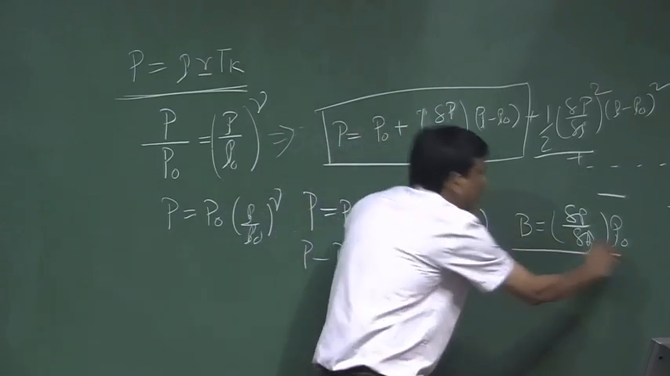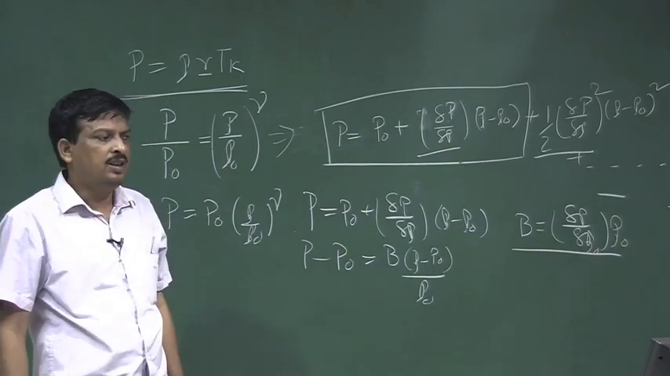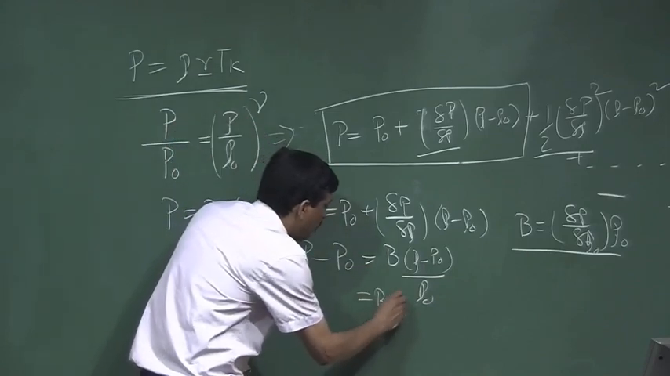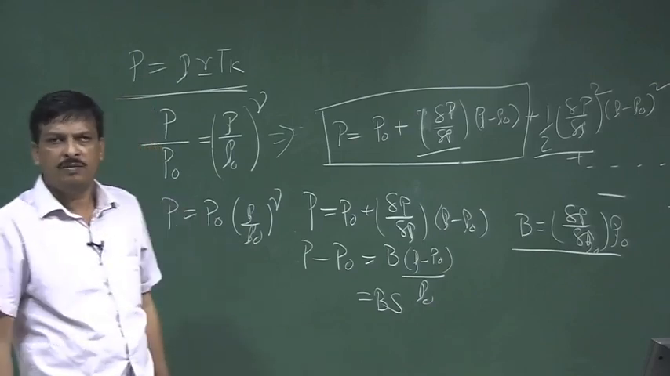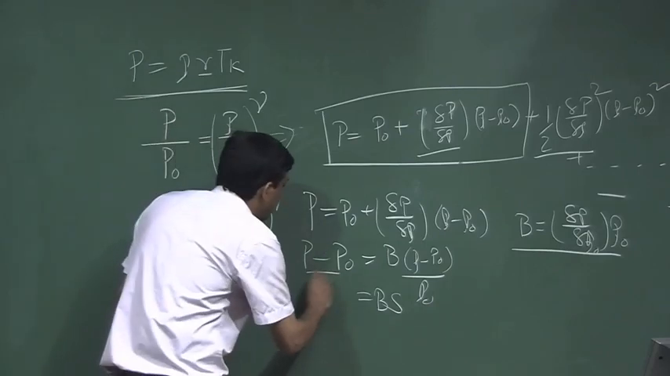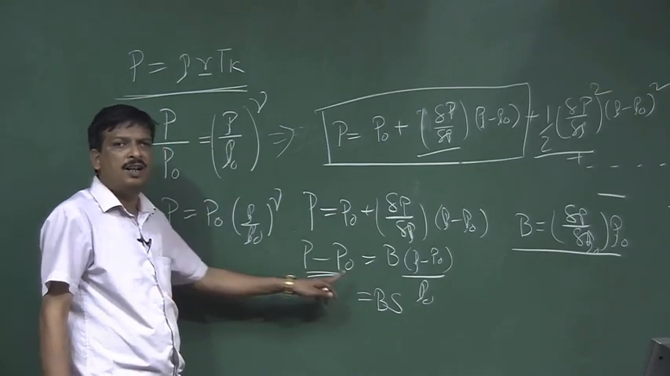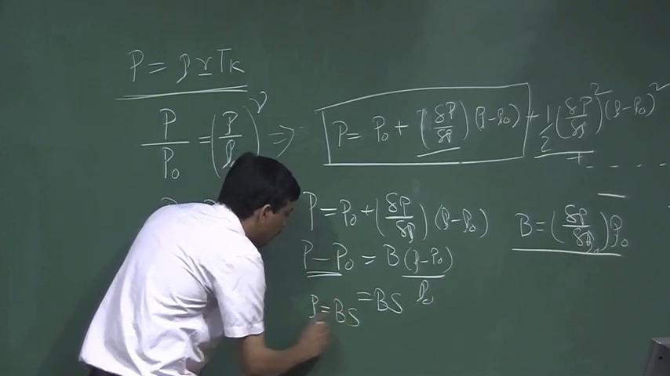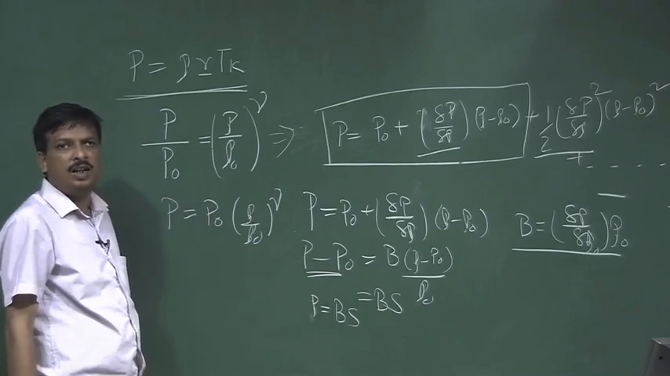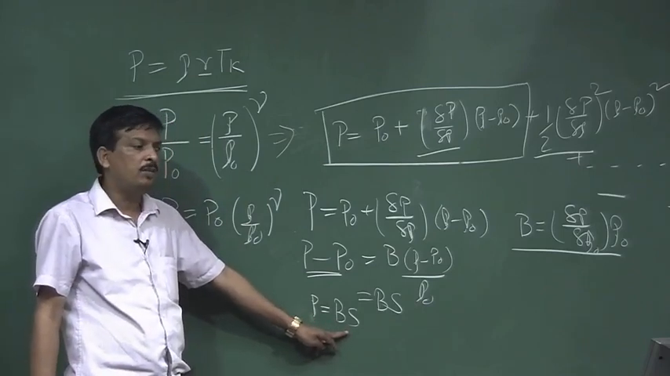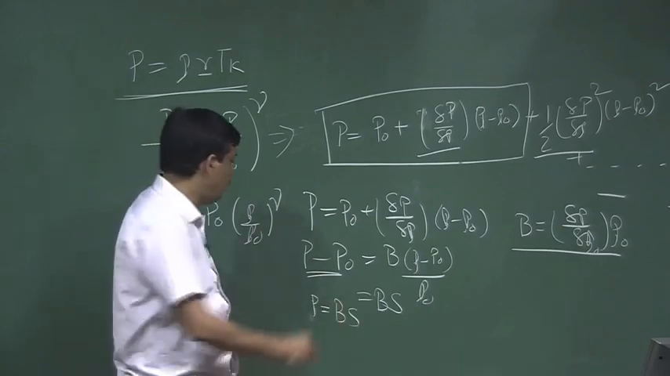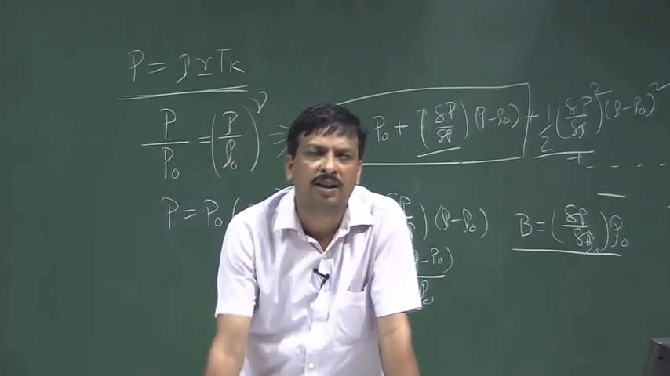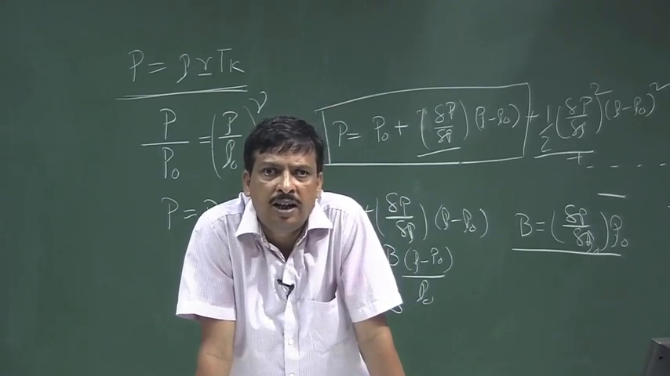So this b is called bulk modulus, and rho minus rho 0 divided by rho 0 is nothing but the condensation s. So p minus p 0, total pressure minus equilibrium pressure, is nothing but the acoustic pressure, which is small p, equal to b into s. Small p is equal to b into s, bulk modulus into condensation. So this is the one equation we have derived from the equation of state: acoustic pressure is equal to bulk modulus multiplied by the condensation.